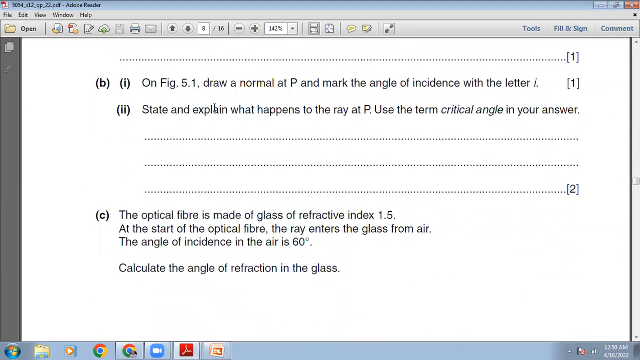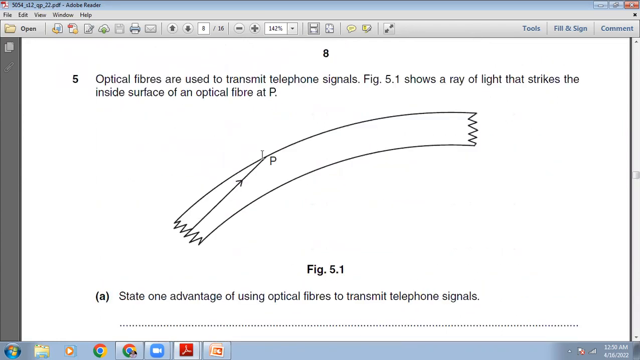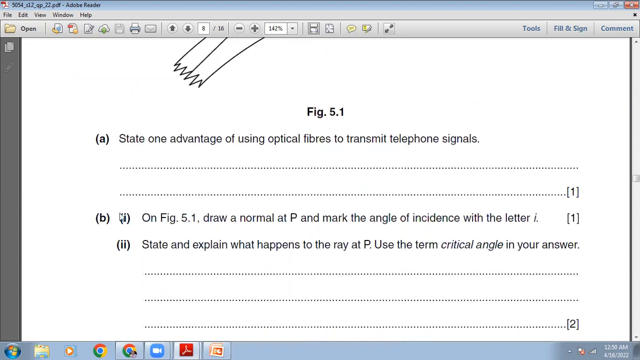It says on figure 5.1, draw the normal at P and mark the angle of incidence with the letter I. So here, first of all, I will draw a tangent. Then with the help of a protractor, I will draw a line which makes a 90-degree angle with it. That's the normal. Then the angle between the incident ray and the normal will be the angle of incidence.